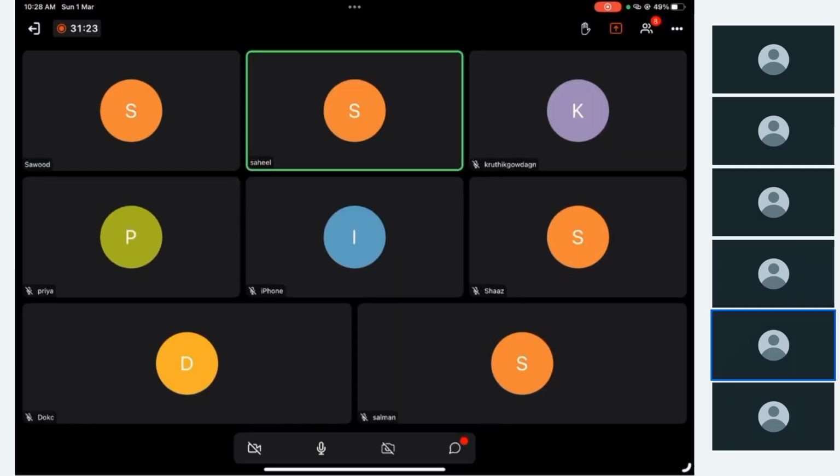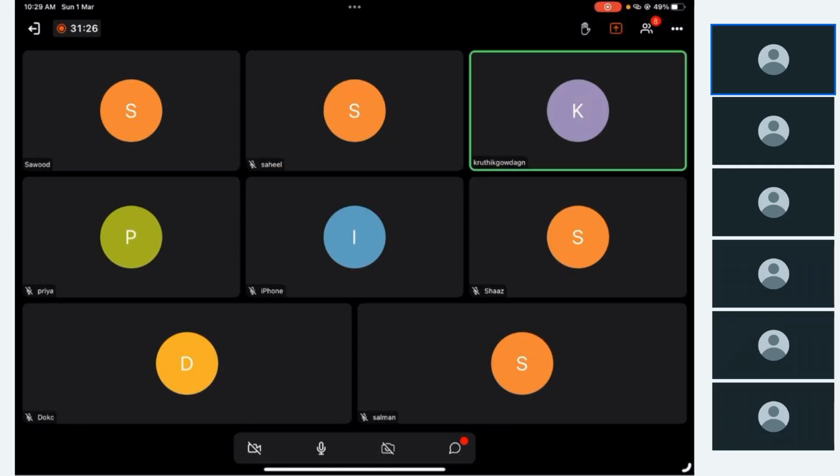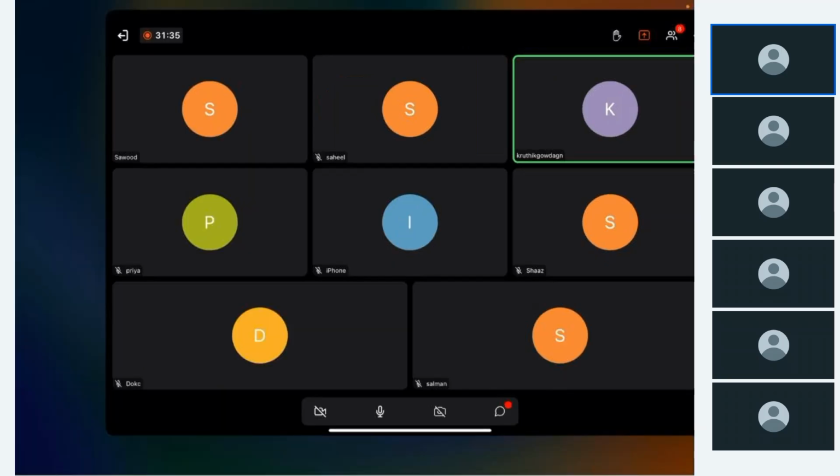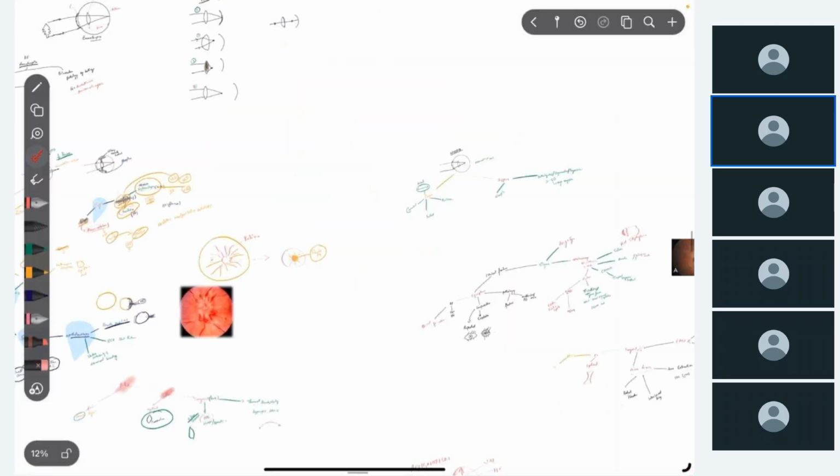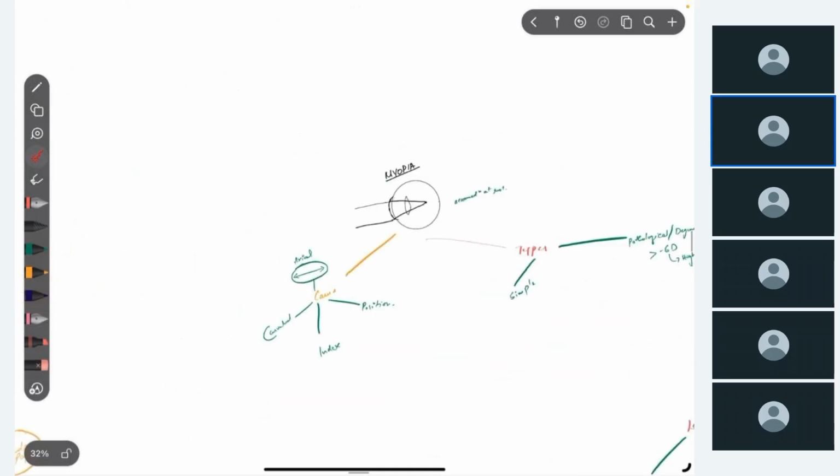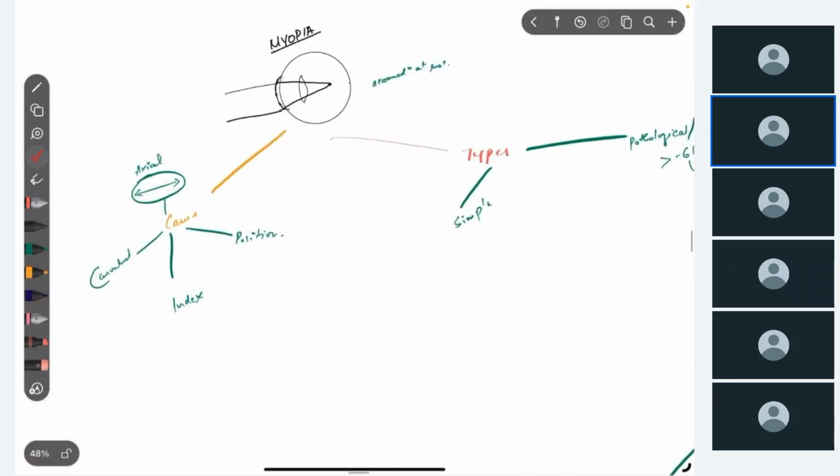No. No, so the explanation is really good. We are all understanding the concepts clearly. You can proceed on to the next, myopia, if anyone doesn't have doubt. Okay. If nobody has doubt, we'll proceed to myopia. Okay.